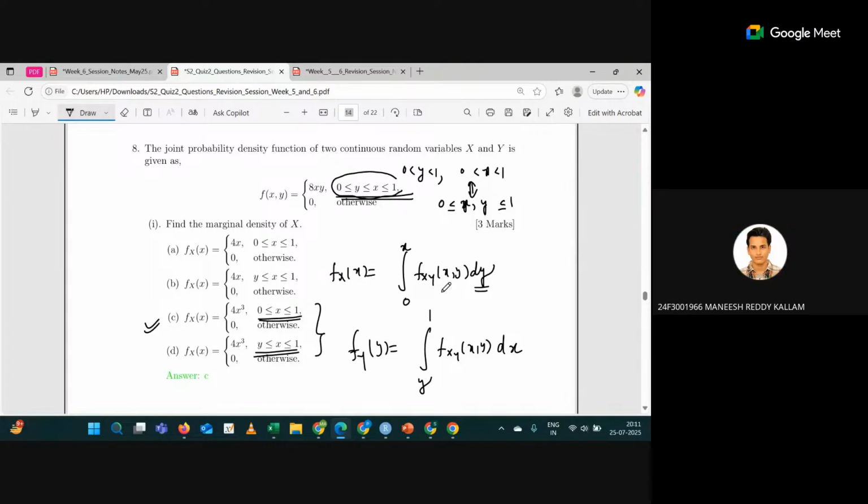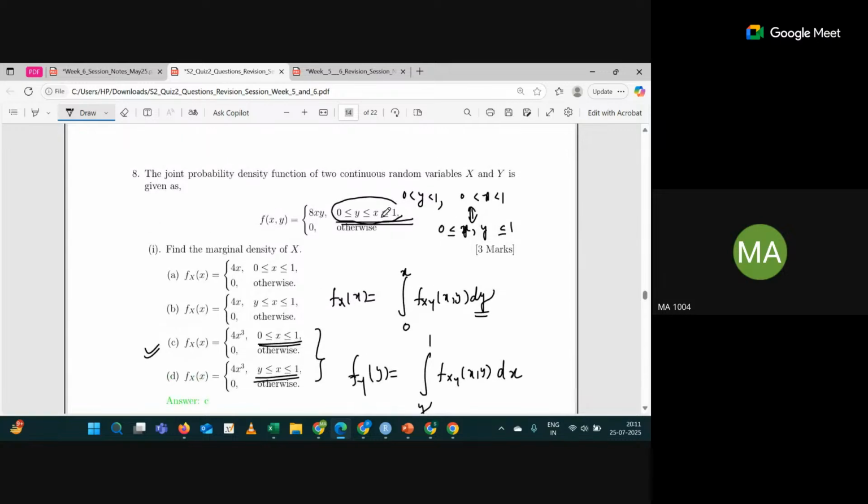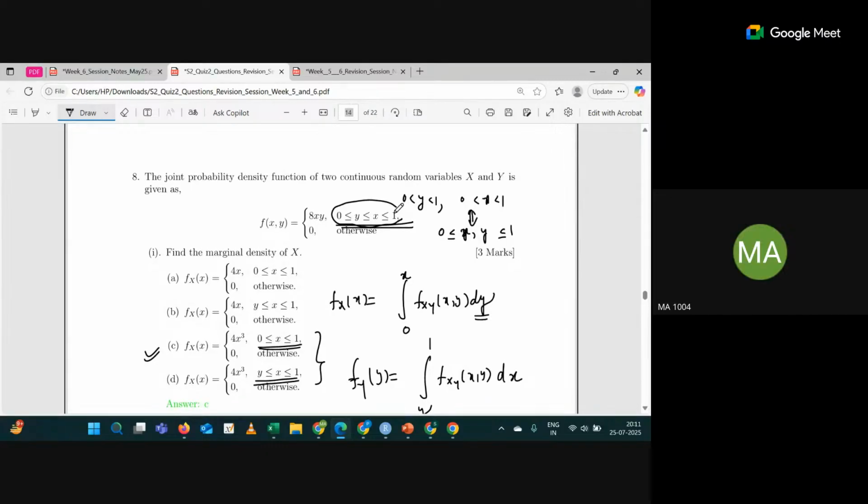I feel it's from 0 to x, sir. Okay, why not 0 to 1? Because y's maximum value is x only, right? No. So the thing is, this is something you are saying. This is the total support, right? Yes, sir. Okay.